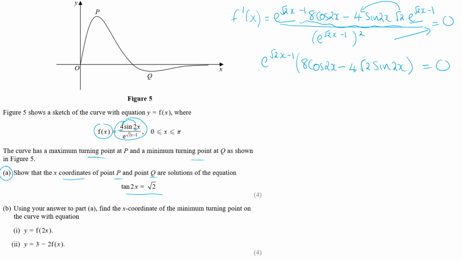Now e to the root 2x minus 1, if you think about your exponential graphs, they go like this.